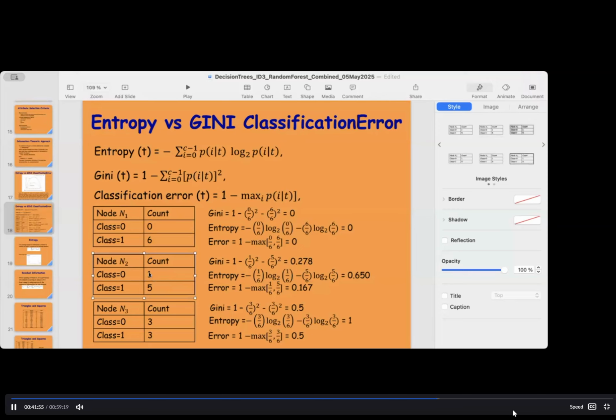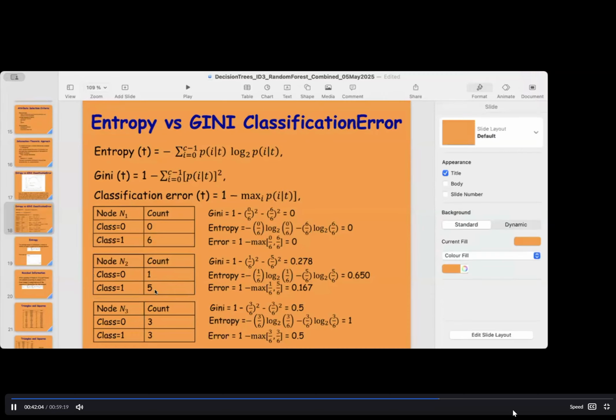If we choose an attribute where one object is in a different class, but most of them, five out of six, are in the same class, that's pretty good, right? We are close to a probability of 100.